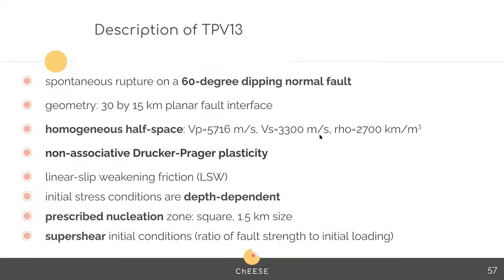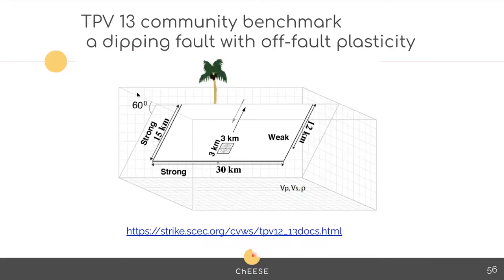I will summarize the SCEC benchmark. We have a 60 degree dipping normal fault, and it's 30 kilometers long and 15 kilometers wide. The nucleation is in the center, deep on the fault.